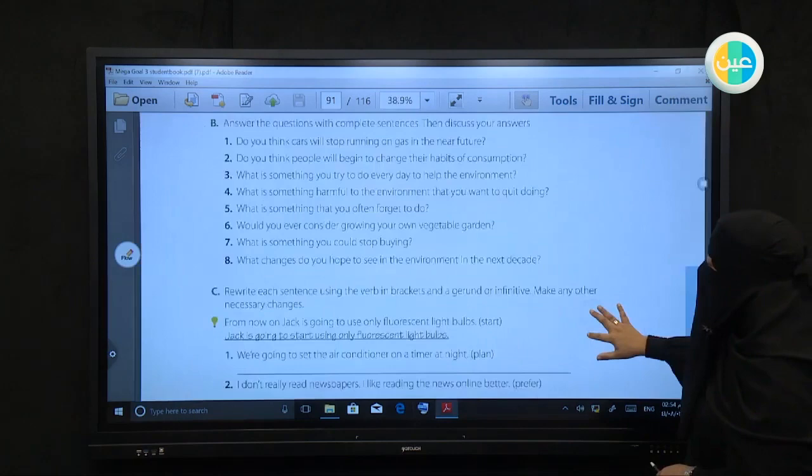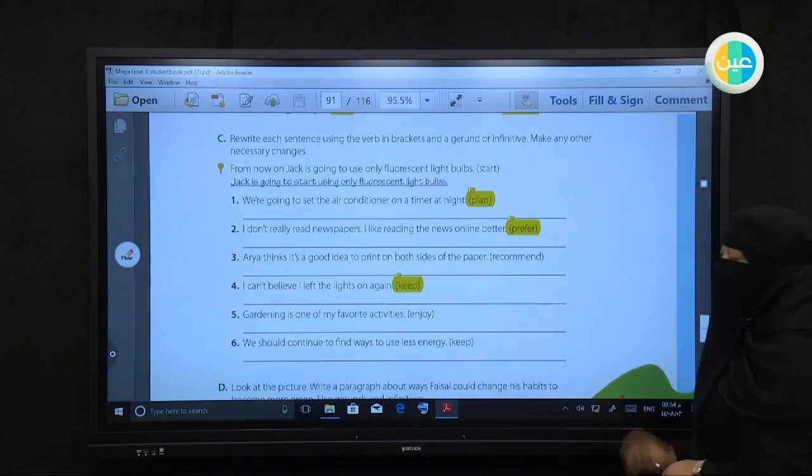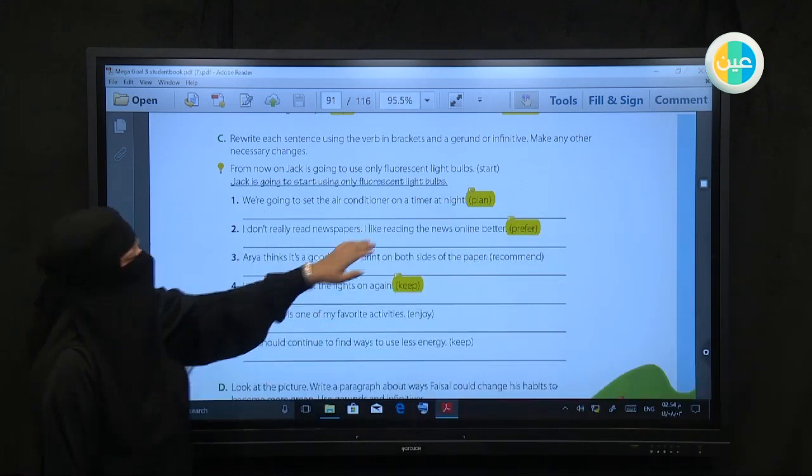Good, okay. This is question C. Again, we're doing the same thing, حنسوي نفس الشيء. But here, they're giving you the verb. يقترحوا عليك إيش الفعل اللي هم يبوكي تستخدميه هنا. Okay, حاطين لك إياه between brackets, بين قوسين.